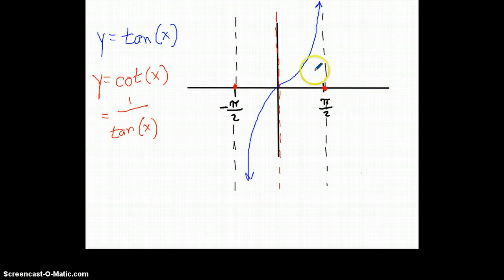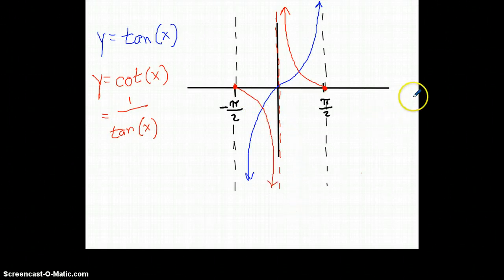Again, this has to approach a vertical asymptote. Is it going to approach this way, or is it going to approach this way? Well, again, it's 1 over tangent, and all the tangent numbers here are positive, right? So it's got to approach in a positive direction. And over here, this has got to approach in a negative direction, because all of these numbers here are negative.